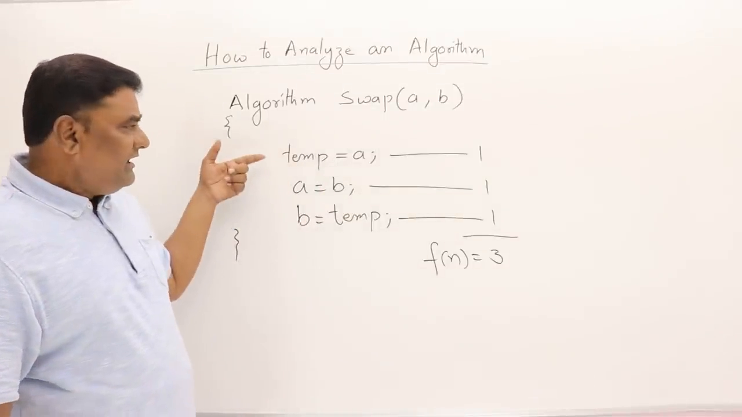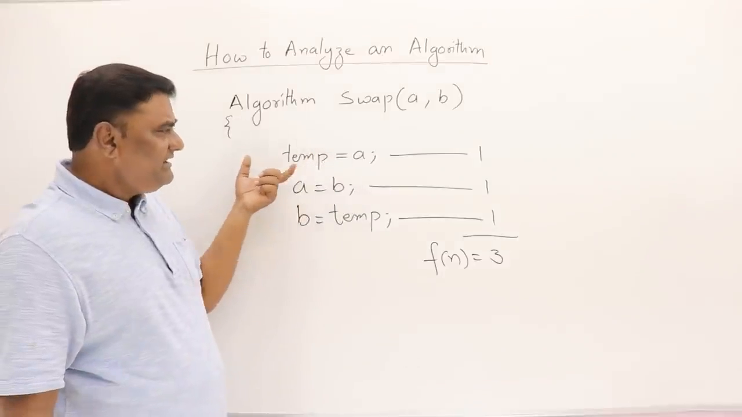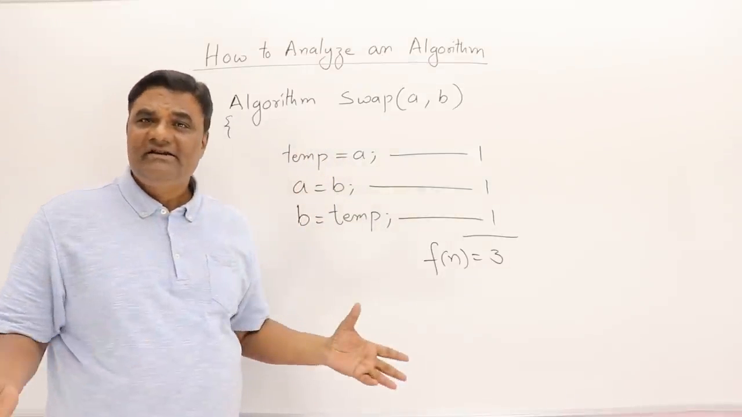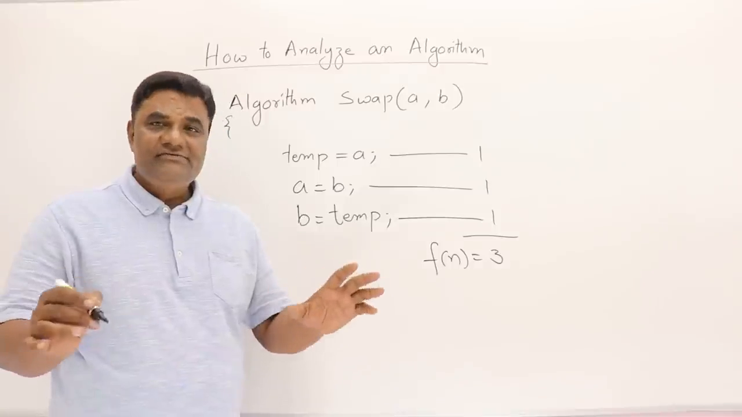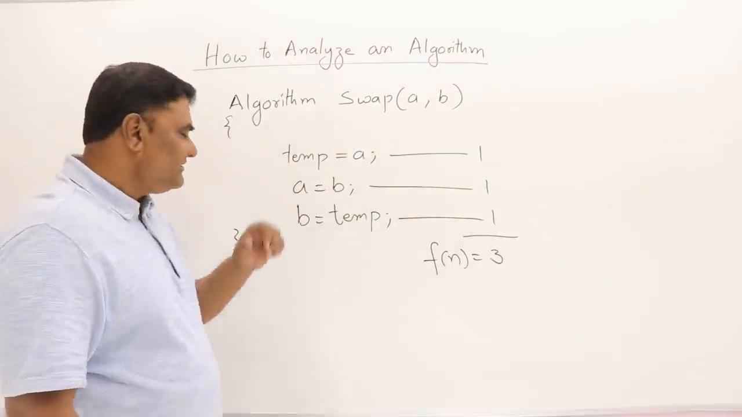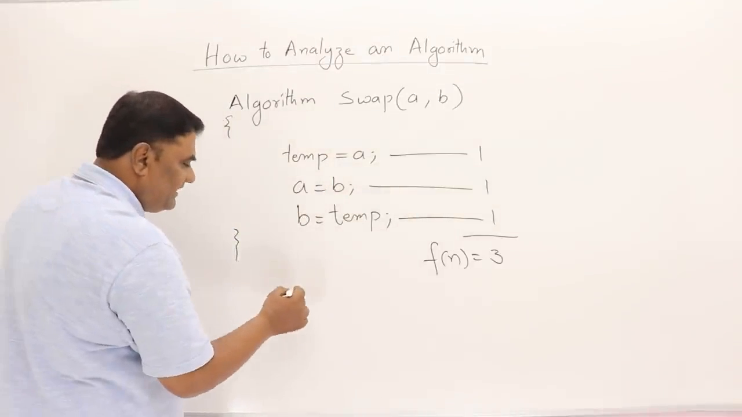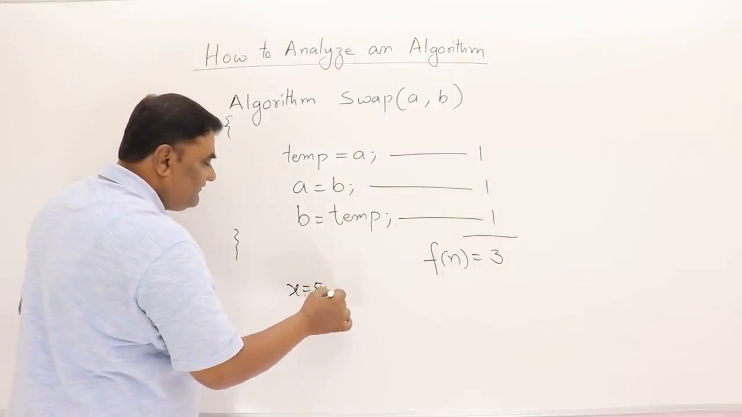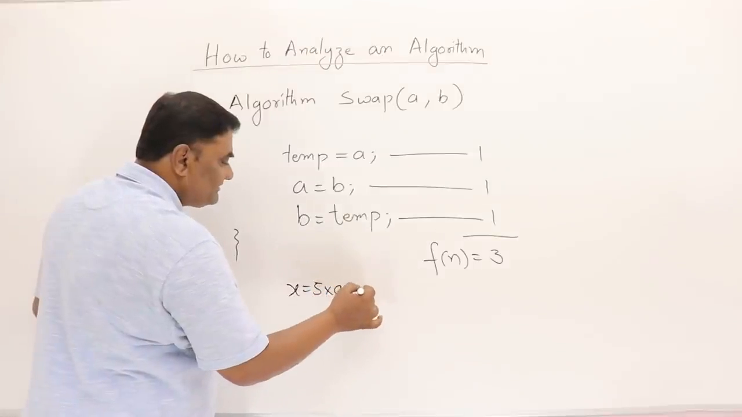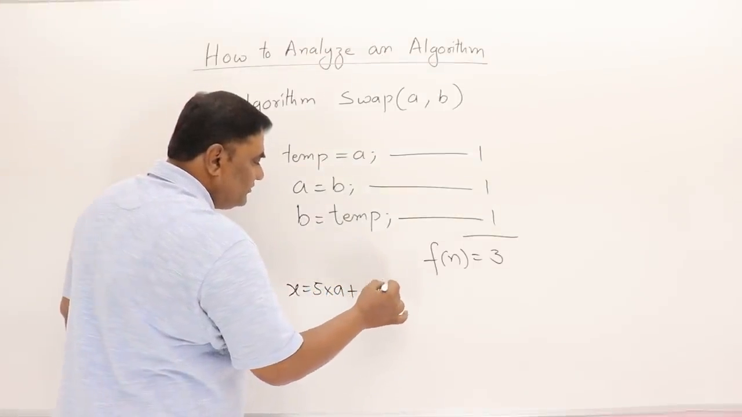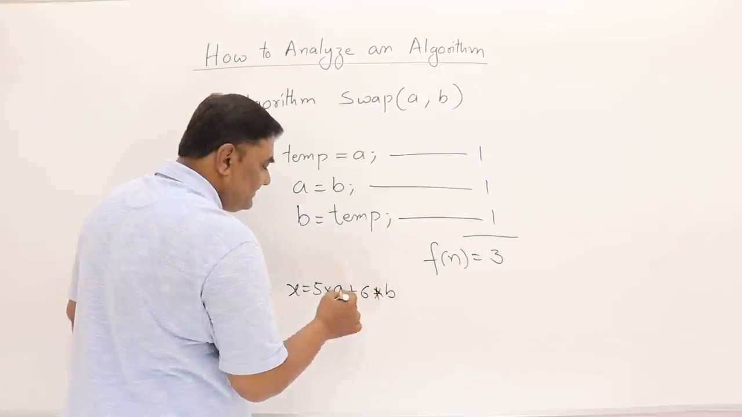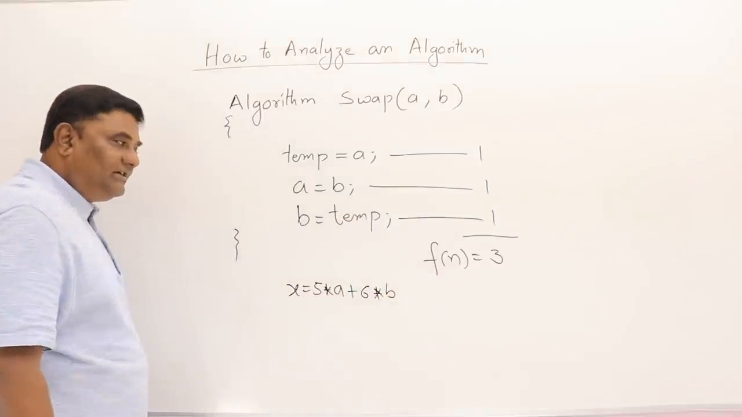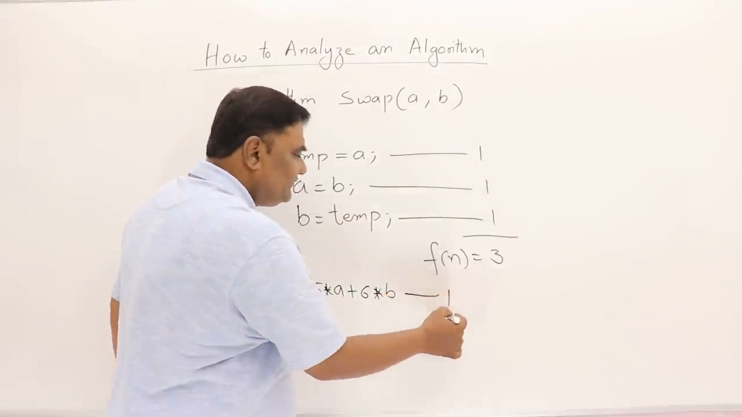Now here, whatever the complexity in the statement may be, however lengthy the statement is, we say that it takes 1 unit of time. Let us assume, instead of this statement, I have some statement saying x assign 5 into a plus 6 into b. If this is the statement written in an algorithm, then for this also we say it takes 1 unit of time.